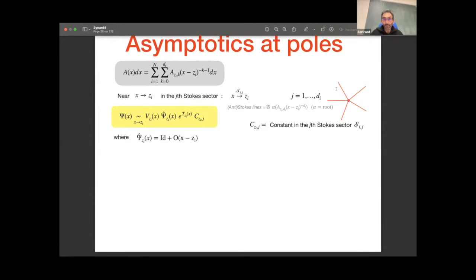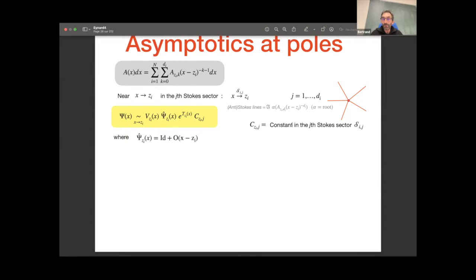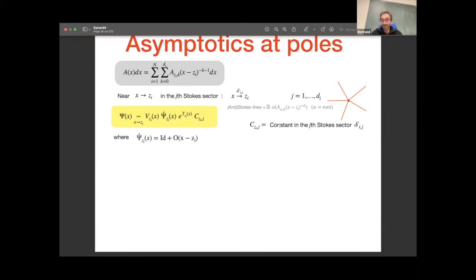The constant C on the right is piecewise constant in each Stokes sector. The fact that this constant is different in the different sectors is precisely what was discovered by Stokes. It's really the Stokes phenomenon. It's strange that some psi, which is analytic, has an asymptotic behavior with some discontinuous quantities. But that's the Stokes phenomenon. Now let me explain what T and V are.